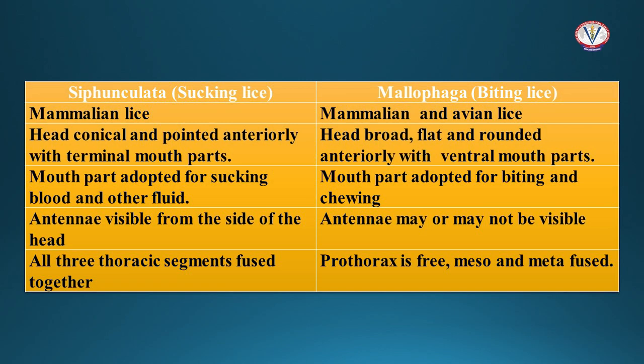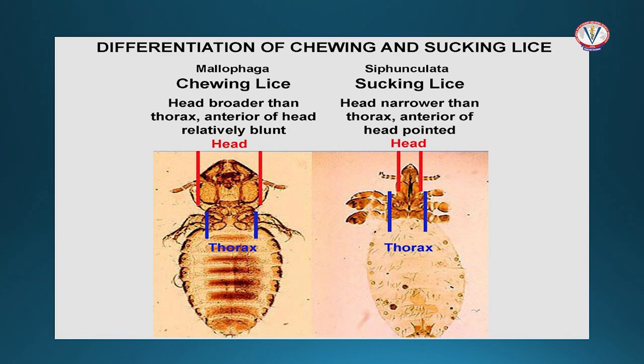Siphunculata, these are all mammalian lice. Head is conical and pointed anteriorly with terminal mouth parts. The mouth parts are adapted for sucking blood and other body fluids. Antenna is generally visible from the side of the head. All three thoracic segments are fused together.